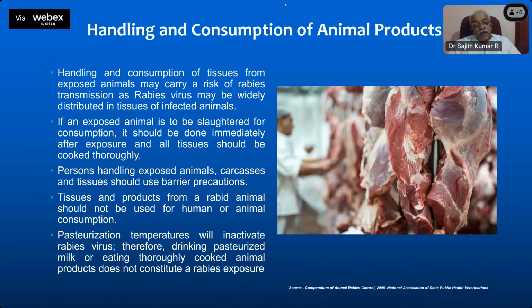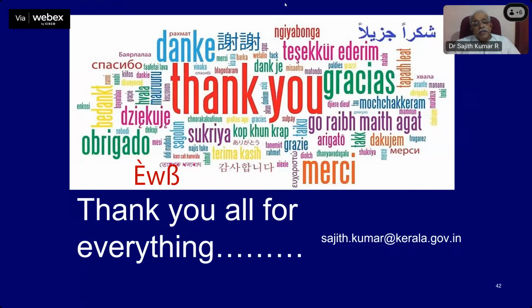And if an animal dies of rabies, obviously you will have to practice all barrier precautions in those cases. And obviously, pasteurization, as I said before, boiling, etc., will definitely kill the virus. Therefore, transmission of rabies virus through animals is practically very, very uncommon. So that's all we wanted to discuss about human and animal rabies.